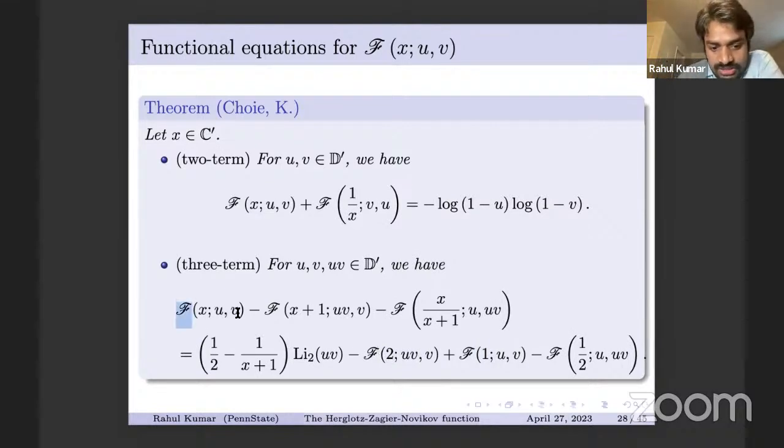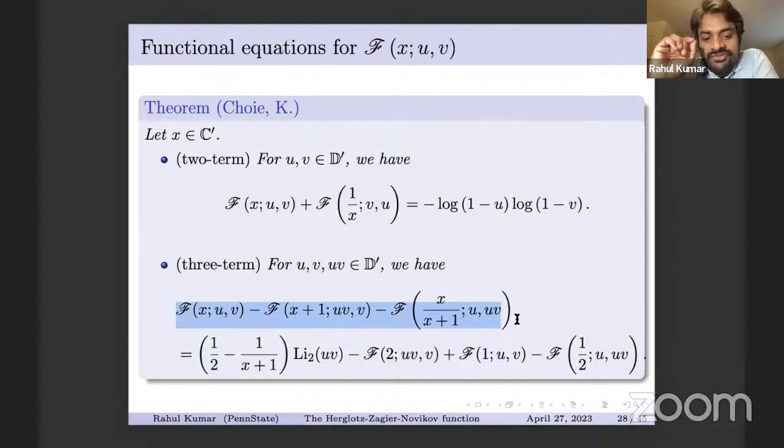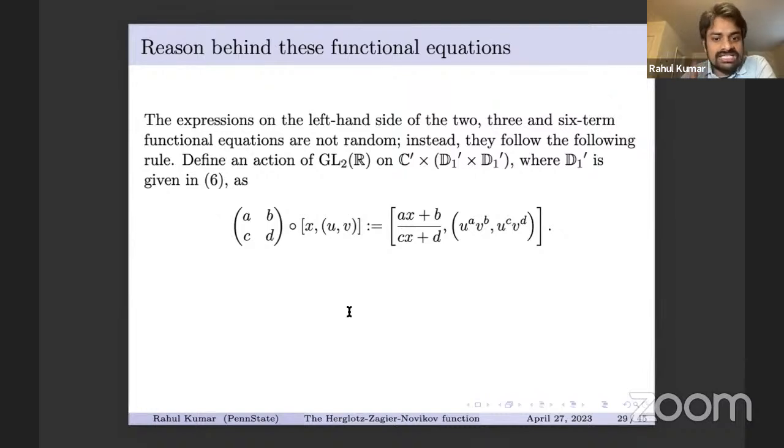When you see the left hand side, you see that u and v are behaving a little bit weirdly, right? You have here uv, and then you have uv comma v, and then you have u comma uv. So actually, I will show you that they are not behaving weirdly. They actually follow a rule, and that rule is as follows. You take the action of GL2(R) on this (x, uv). So how this matrix is acting on x, we are taking this fractional linear transformation that we all know.